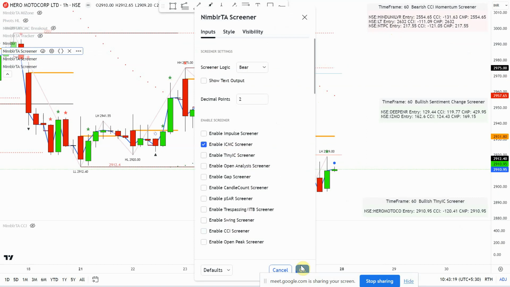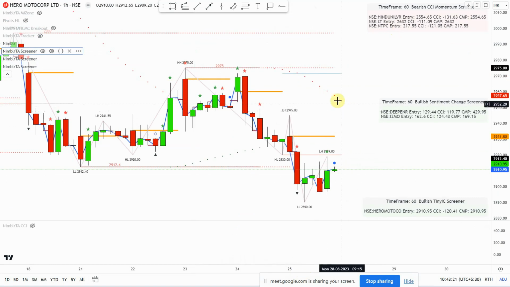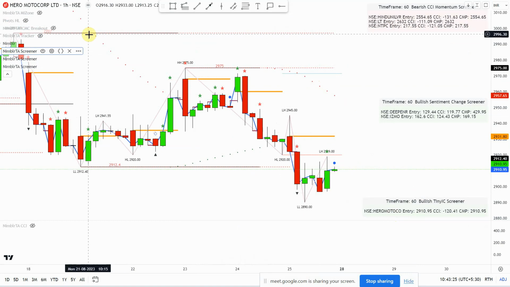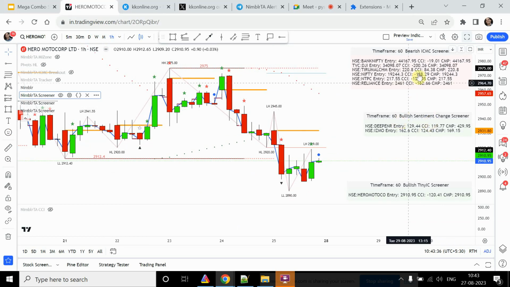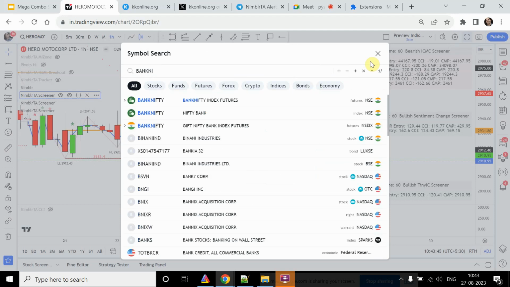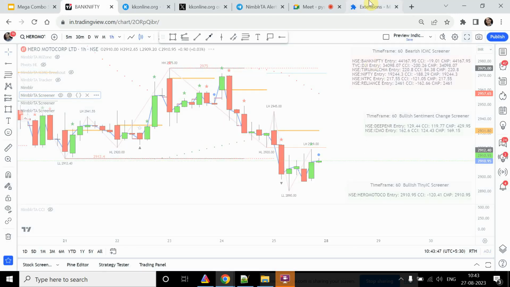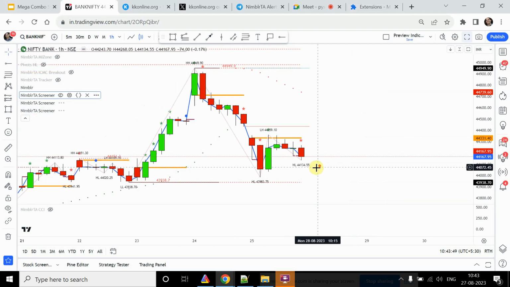Now if we come to a strategy where we want to see the ICMC breakouts, we talked about the impulse. Now let's talk quickly about the ICMC breakouts which are happening. So let's change our time frame. Over here, for example, NTPC we talked about, and Bank Nifty. Bank Nifty gave us an ICMC breakout on a 60 minutes.